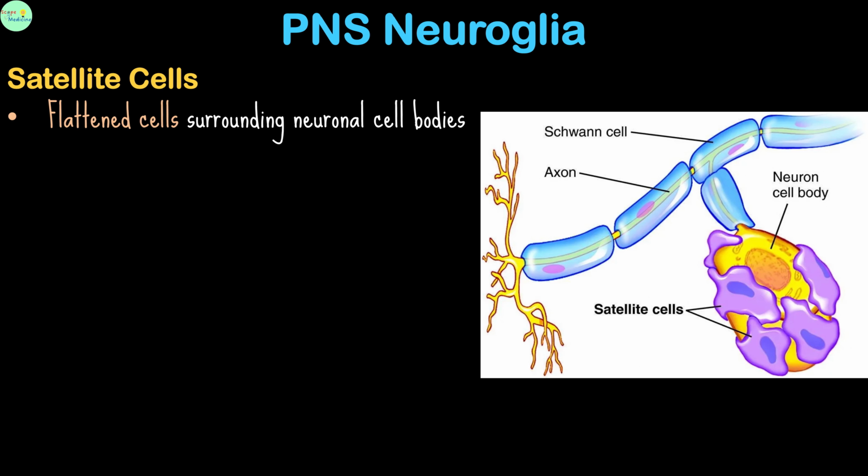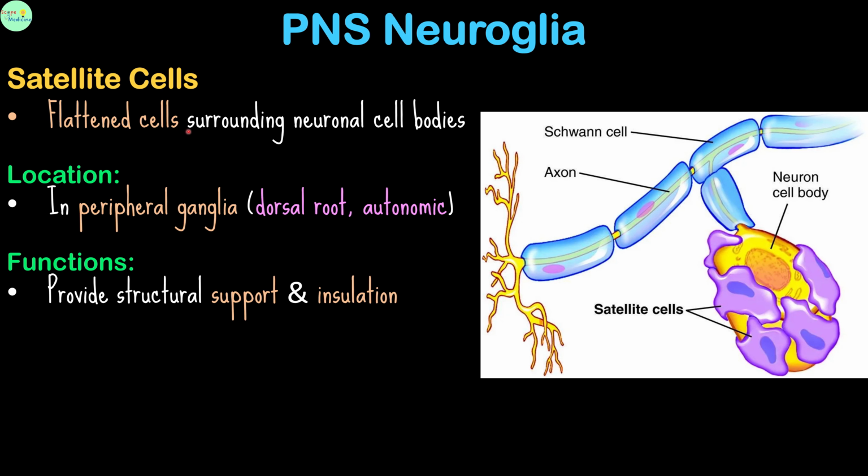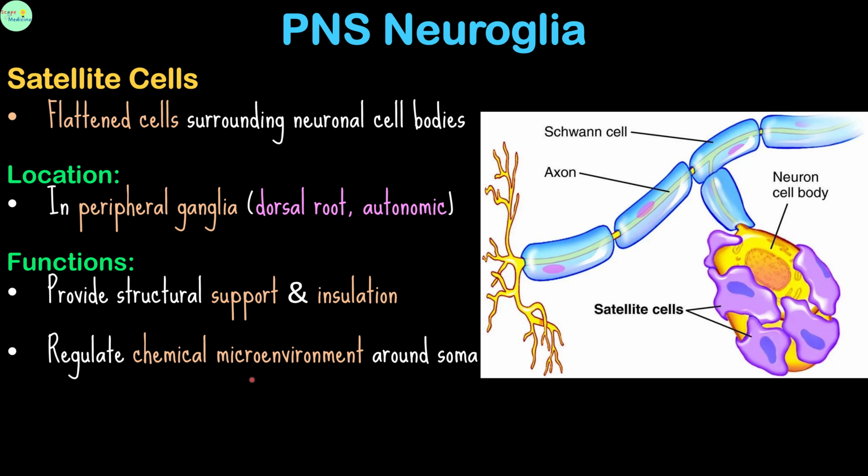Satellite cells are specialized glial cells found specifically in peripheral ganglia, such as dorsal root and autonomic ganglia. They form a flattened, enveloping layer around the neuronal cell bodies within these ganglia. Their roles are to provide structural support, electrically insulate individual cell bodies from one another, and help regulate the delicate chemical and ionic microenvironment immediately surrounding the neuron, controlling nutrient and waste exchange.